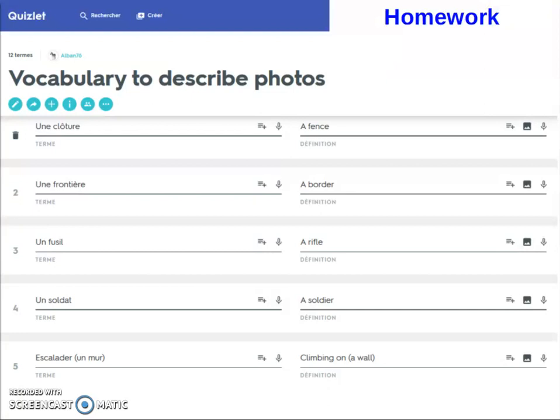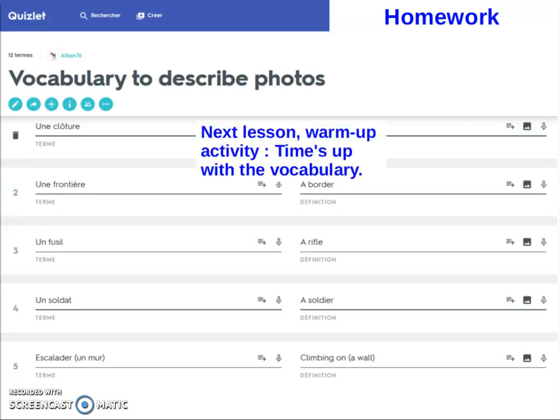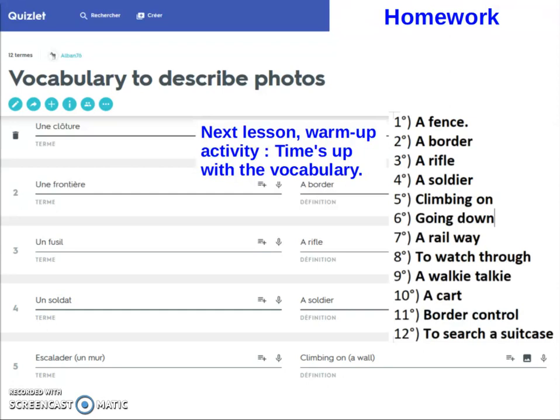After this first session, they will have a Quizlet to learn the new vocabulary, and they will have an input activity, a time's up activity, at the beginning of the second session. They have 12 words to learn.